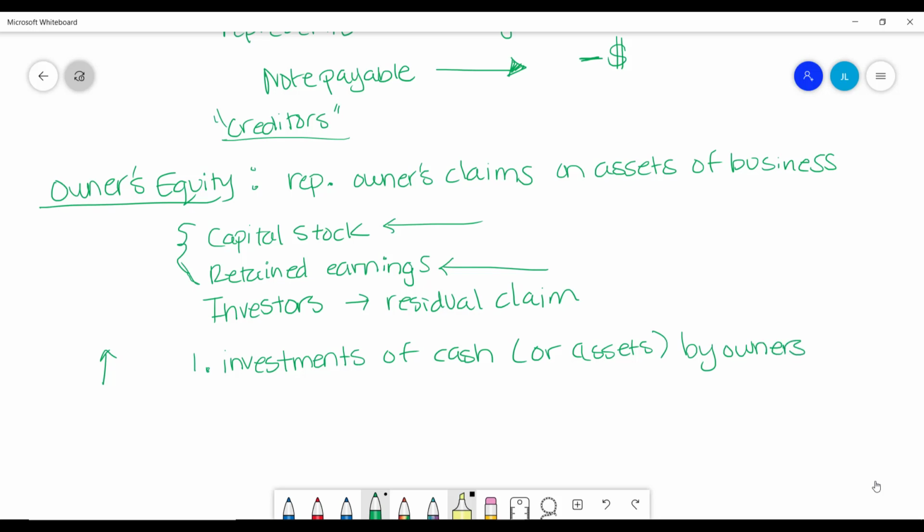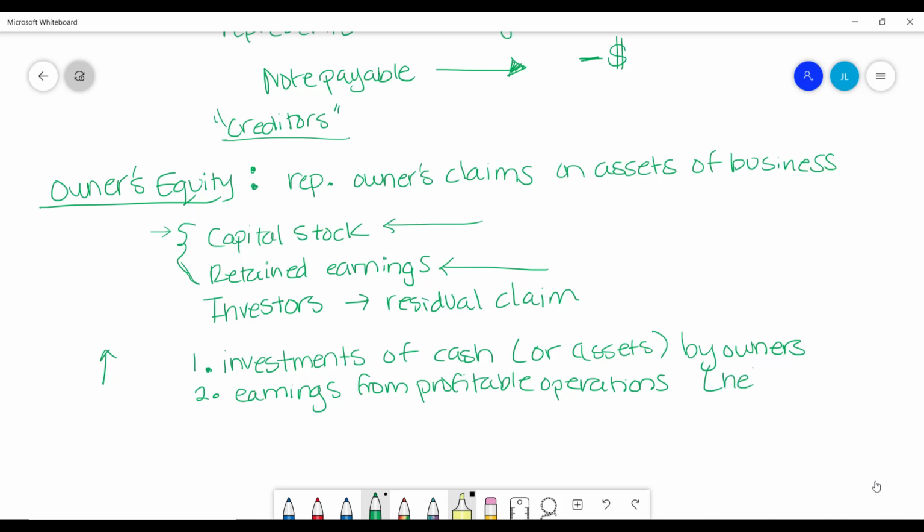In the case of a corporation, that is someone buying stock in the business. Or if it's a private business, that would be the owner actually putting his or her own money into the business. That is where the capital stock would come into play, the purchase of stock. And the second source is earnings from profitable operations.